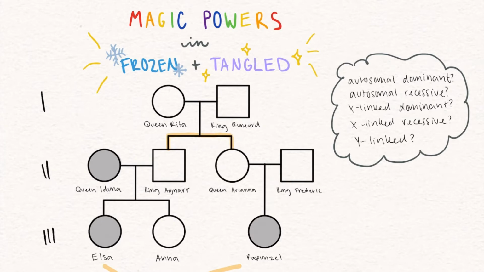In Frozen 2, King Agnarr's parents are confirmed to be King Ruinard and Queen Rita, which, to be consistent with the theory, would be Queen Iduna's parents as well. I've drawn out this relationship in the form of a pedigree chart, and I will be discussing which modes of inheritance are consistent with the inheritance in the chart. The modes of inheritance I will be discussing include autosomal dominant, autosomal recessive, X-linked dominant, X-linked recessive, and Y-linked.